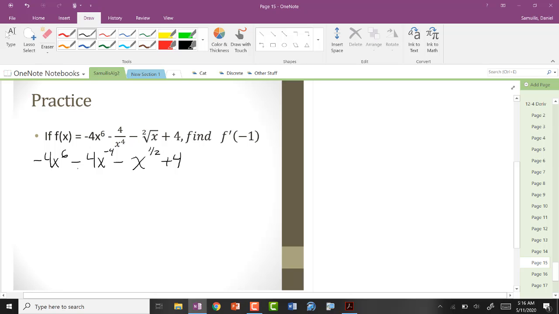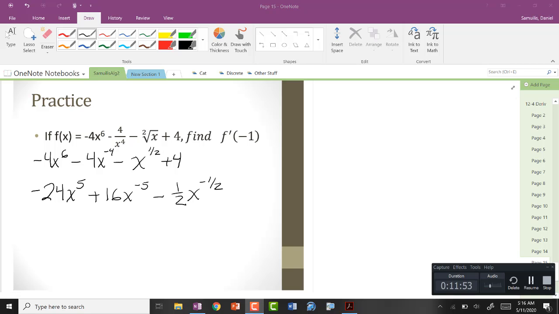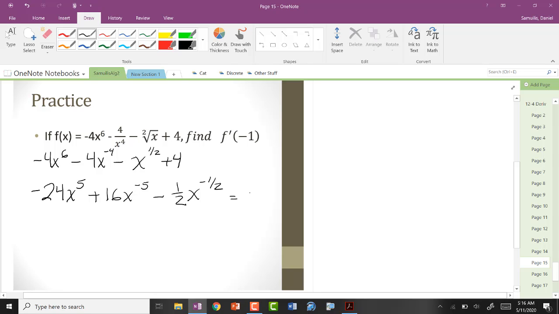Okay, so I have negative 4x to the 6th minus 4x to the negative 4. You need to bring that up and make that a negative exponent. Convert this to a rational exponent, so minus x to the 1/2 plus 4. Now find the derivative of that. The derivative is negative 24x to the 5th plus 16x to the negative 5 minus 1/2 x to the negative 1/2, and that plus 4 is gone because that was a 0. Don't forget to subtract the exponents. I just wanted to make sure that you got these exponents correct.